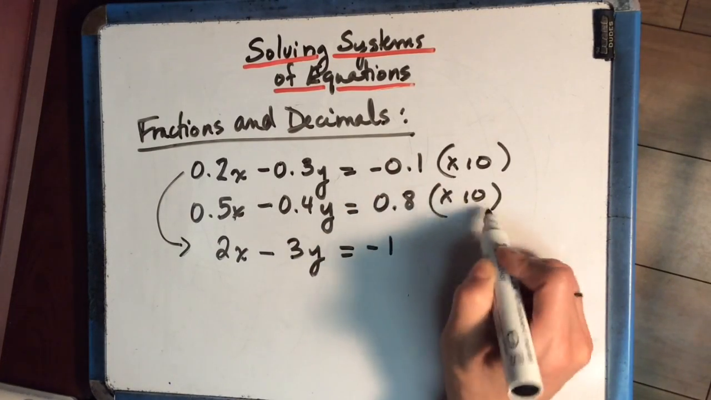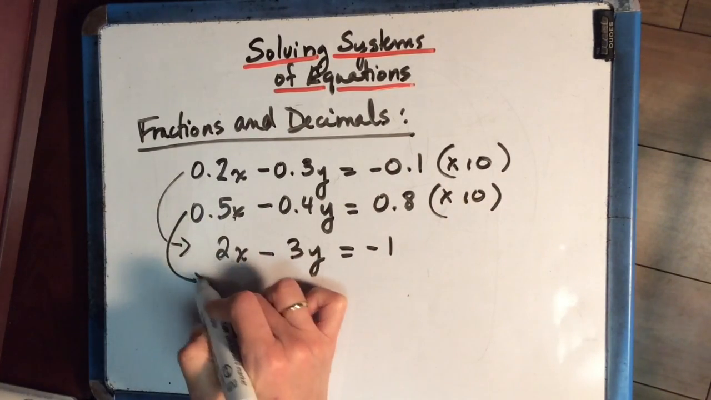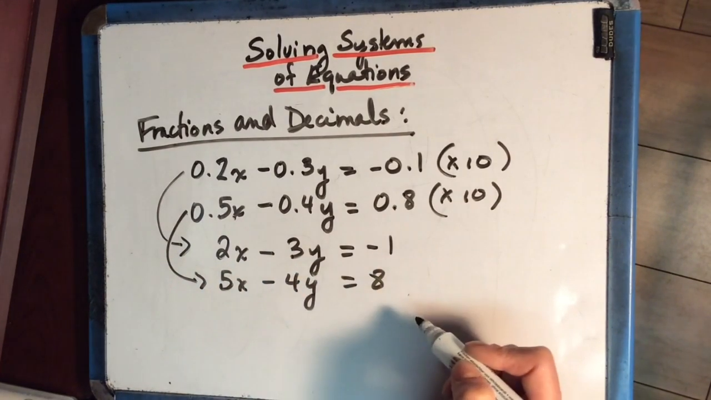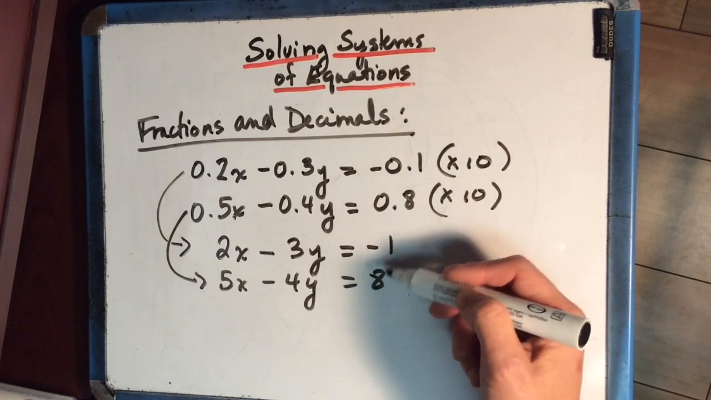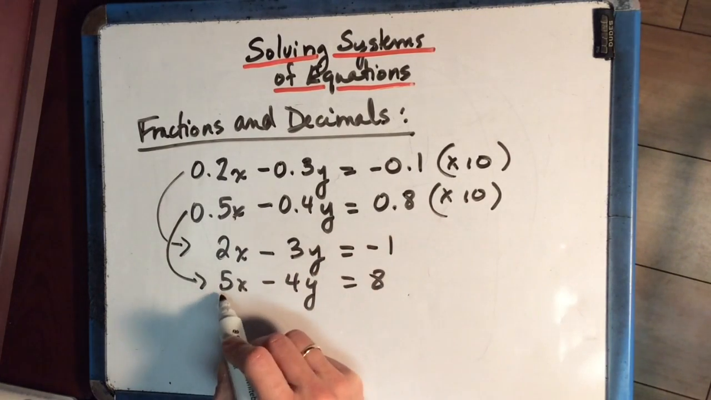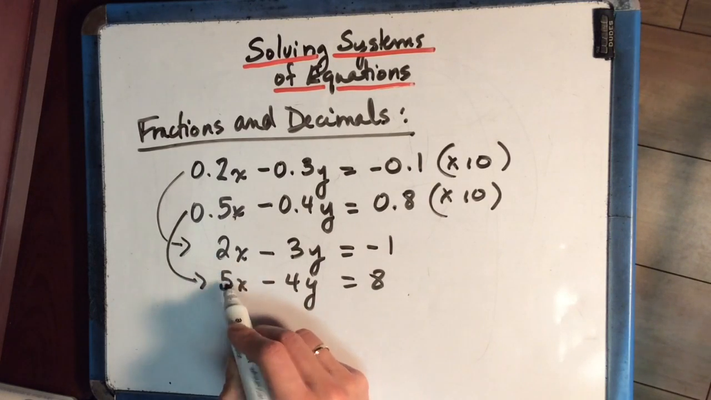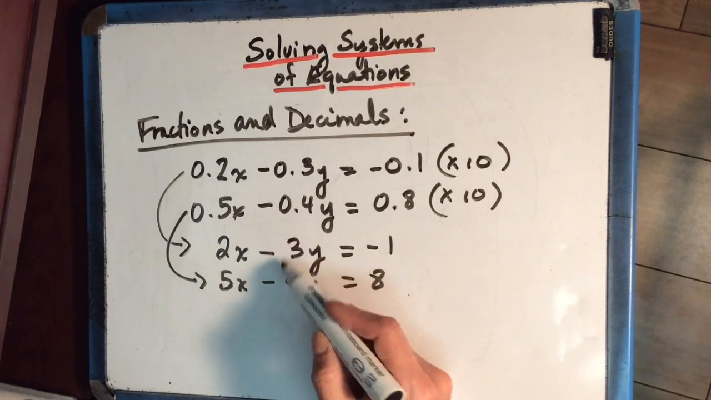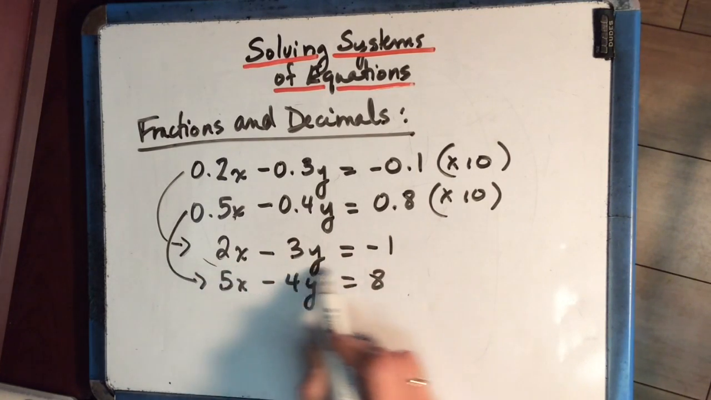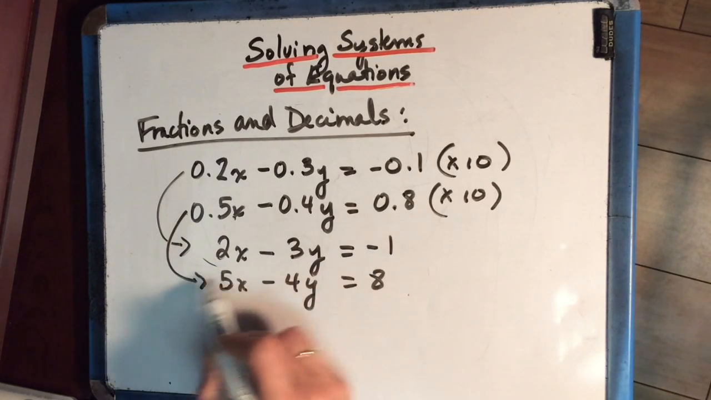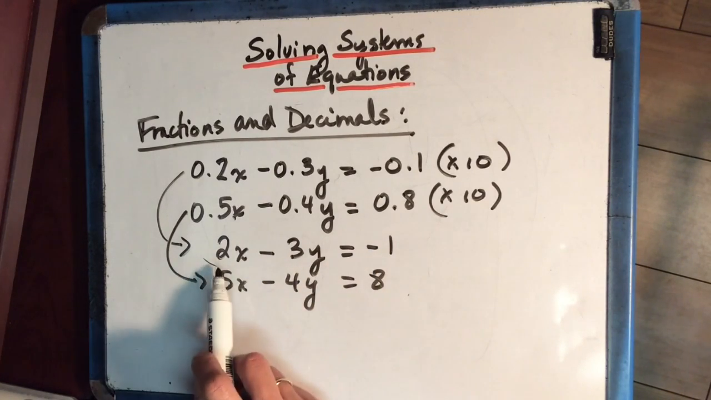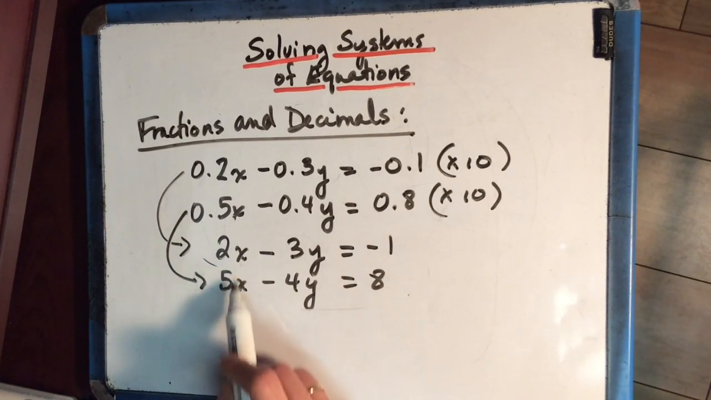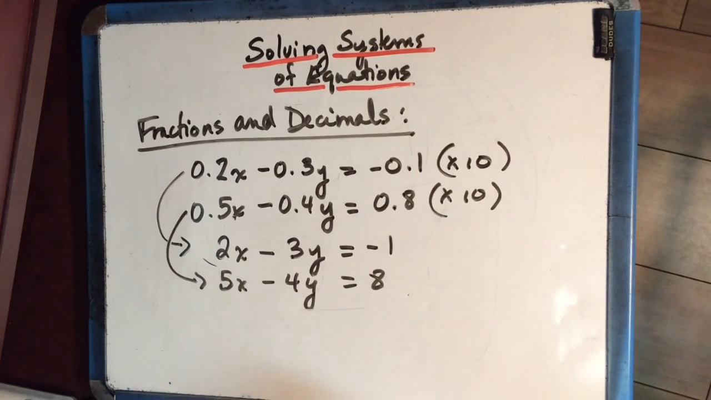Multiply this equation by 10. Make sure you do it to every single term. And here we go. We've got 5x minus 4y is equal to 8. Now you're going to ask yourself, shall I use substitution or elimination? Because we don't have the same numerical coefficients here, you're either going to try and eliminate the y's by multiplying this equation by 4 and this one by 3, or you can multiply this equation by 5, this one by 2, and eliminate the x's. That's the same as what we had just done.